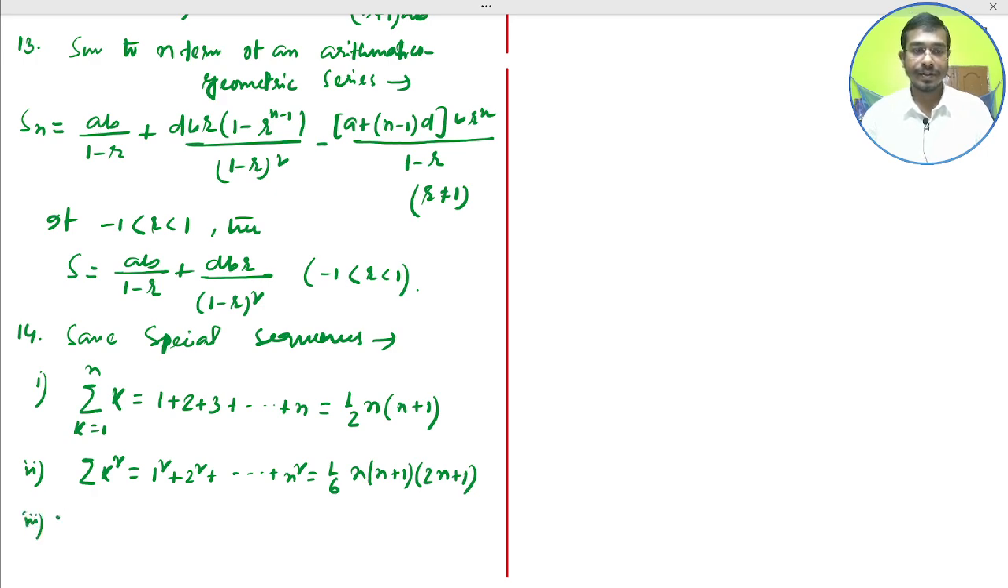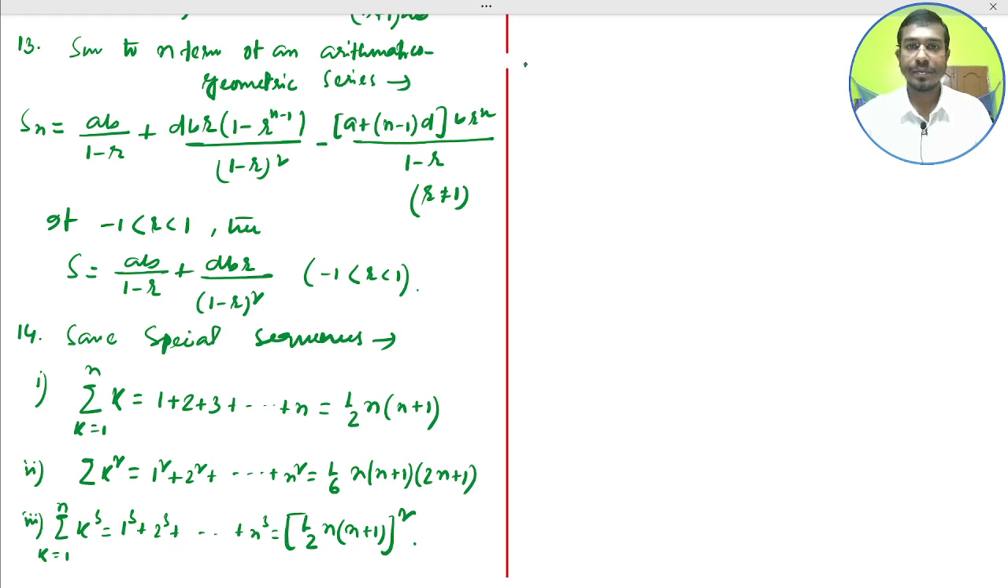Next, summation of k cube, for k from 1 to n, means 1 cube, 2 cube, dot dot dot plus n cube, that would be half n into n plus 1 whole square.